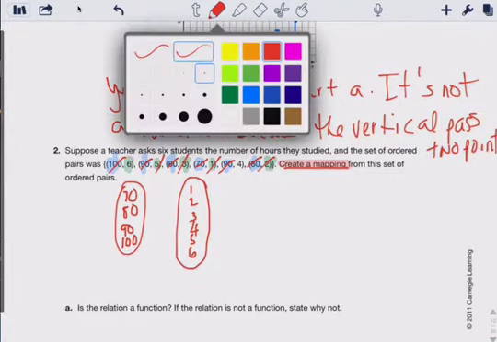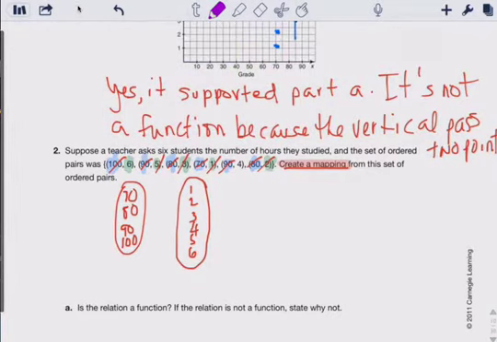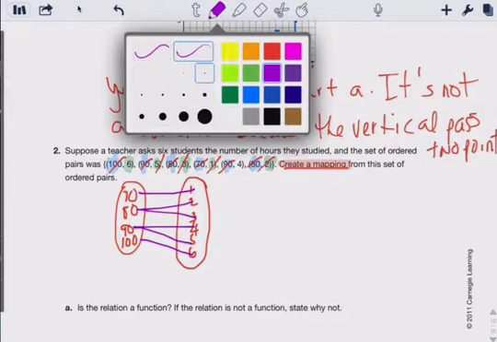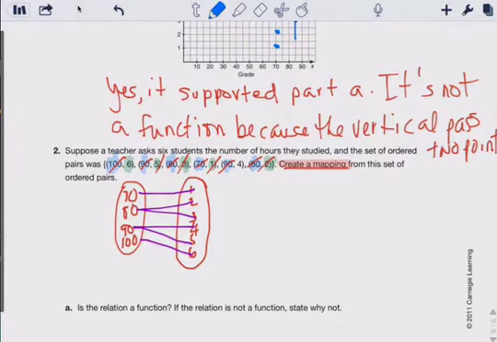Okay. Then you draw arrows to each one. 100 to 6. 90 to 5. 80 to 3. 70 to 1. 90 to 4. 80 to 2. Is the relation a function? Not a function. Okay, this relation is not a function because the domain repeats.